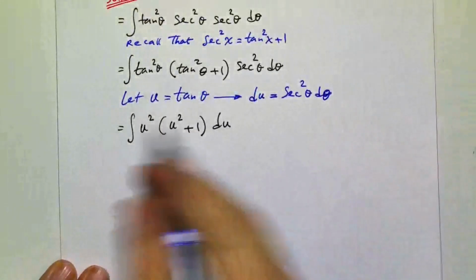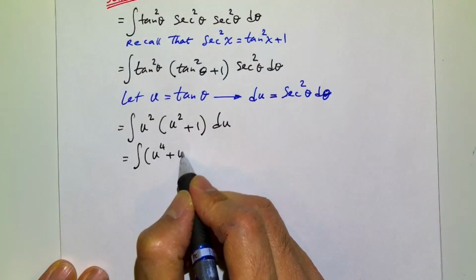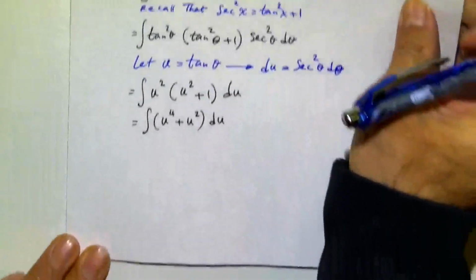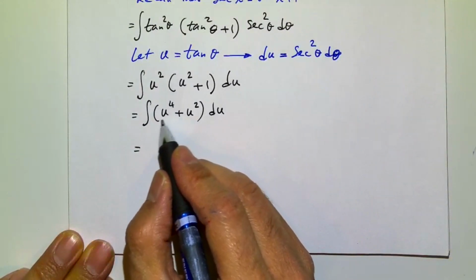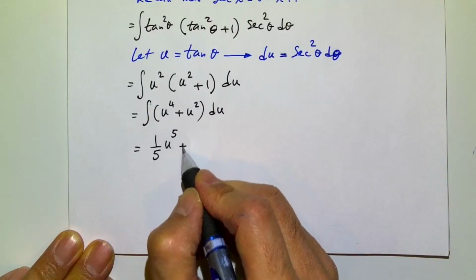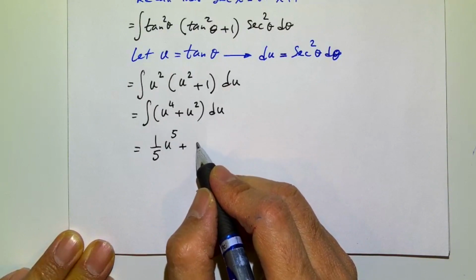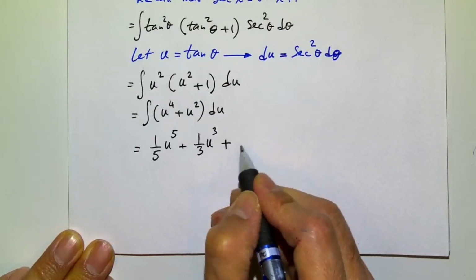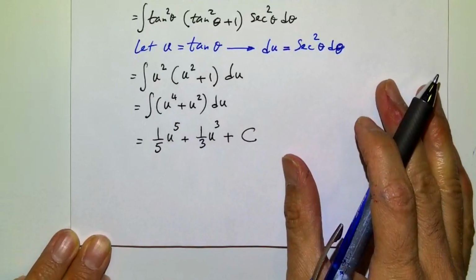Okay, so let's distribute and integrate. We have u to the fourth plus u squared du, and this is really easy to integrate. Add 1 to this power, divide by the new power 5, so 1/5 u to the fifth, plus add 1 to that, divide by the new power 3, so 1/3 u cubed plus c, right? Because we are integrating an indefinite integral.